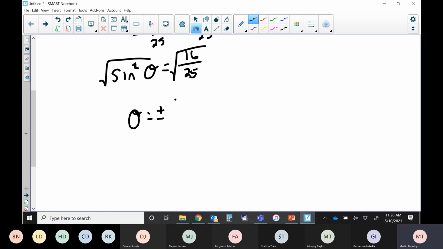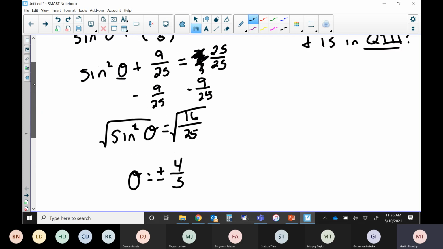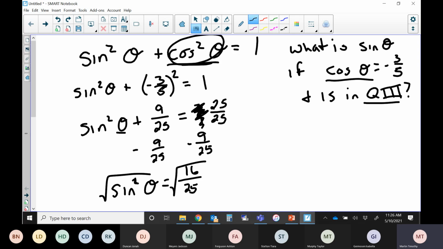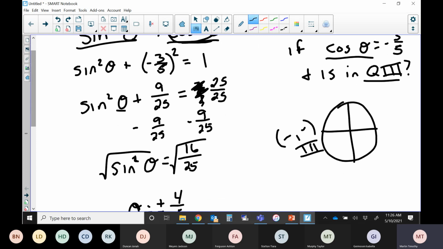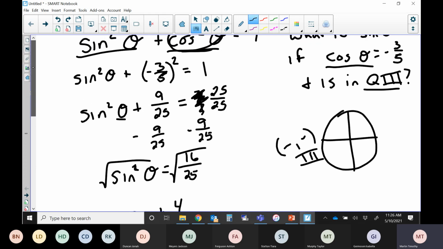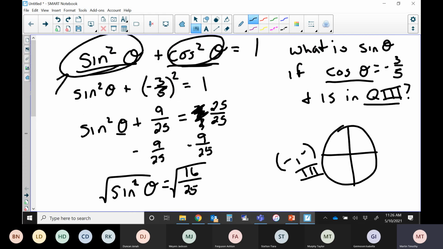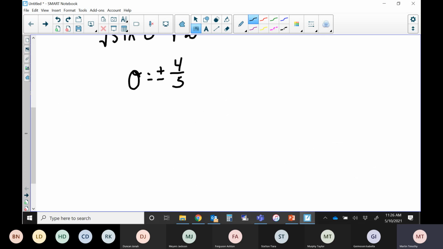Square root of 16 is 4, over square root of 25 is 5. So it'd be plus or minus 4/5. But I noticed that this is in the third quadrant, where the x and the y are both negative. Since I'm dealing with sine, the sine would be the y value, so my y value is supposed to be negative.